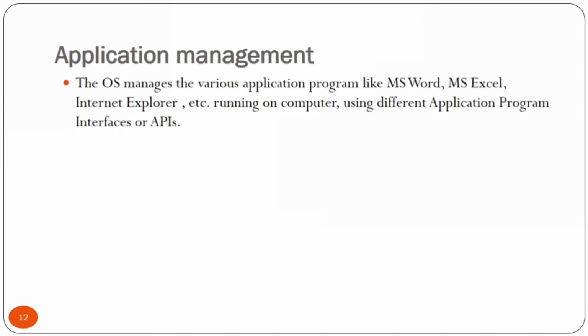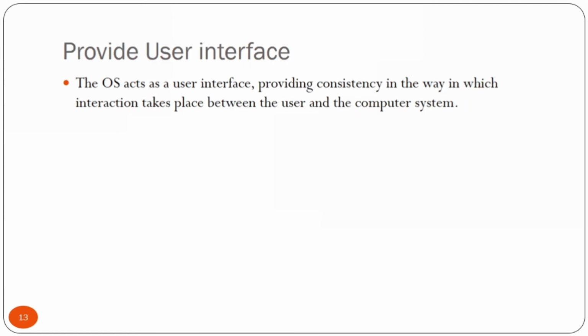Next comes application management. The operating system manages the various application programs like MS Word, MS Excel, Internet Explorer, etc. running on computer using different application program interfaces, or we can say APIs. Then comes provide user interface. The operating system acts as a user interface, providing consistency in the way in which interaction takes place between the user and the computer system.